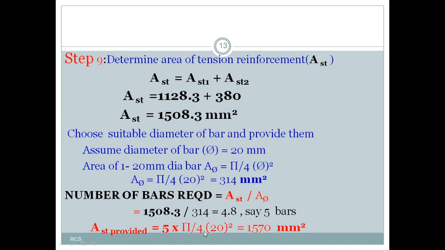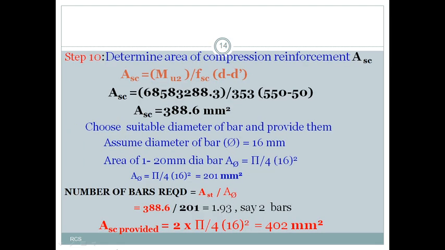That is 5 into pi by 4 into 20 square. Actually 4.8 is required, but 4.8 is practically impossible to provide, so that's why we are making it the next higher value. So we are calculating the area of steel with respect to 5 bars. So 5 into pi by 4 into 20 square will give 1570 mm square. This is AST provided. Similarly, calculate the area of compression reinforcement, ASC.